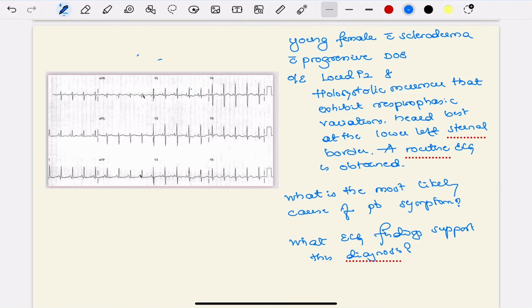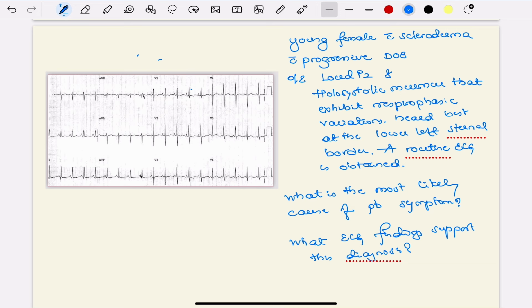In this video, I'm going to discuss a case. The case is like this: a young female with scleroderma presents with progressive dyspnea on exertion. On examination, there will be loud P2 and holosystolic murmur that exhibit respirophasic variations, heard best at the lower left sternal border. A routine ECG is obtained and is given below. So, what is the most likely cause of the patient's symptom and what ECG findings support this diagnosis?